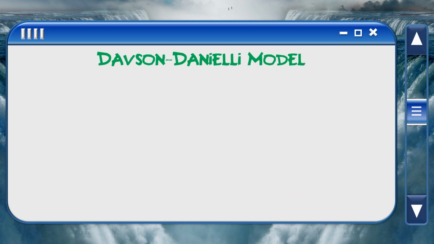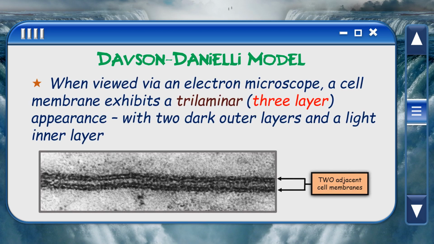Now we look at the Davson-Danielli model. When viewed via an electron microscope, a cell membrane exhibits a trilaminar or three-layer appearance with two dark outer layers and a lighter layer inside. This is the model which was proposed by Davson and Danielli. They were saying that the cell membrane shows a three-layer appearance.